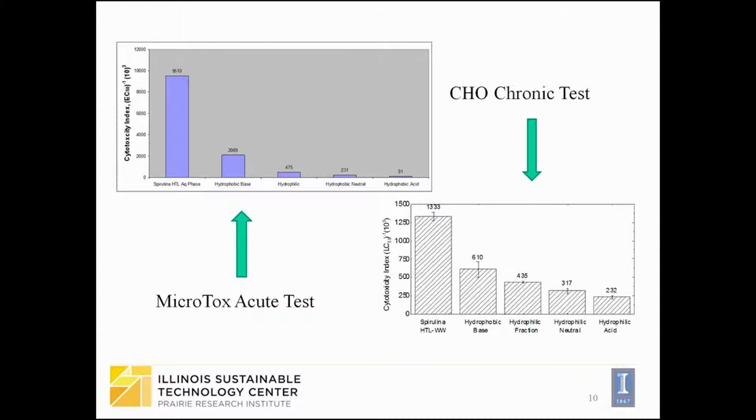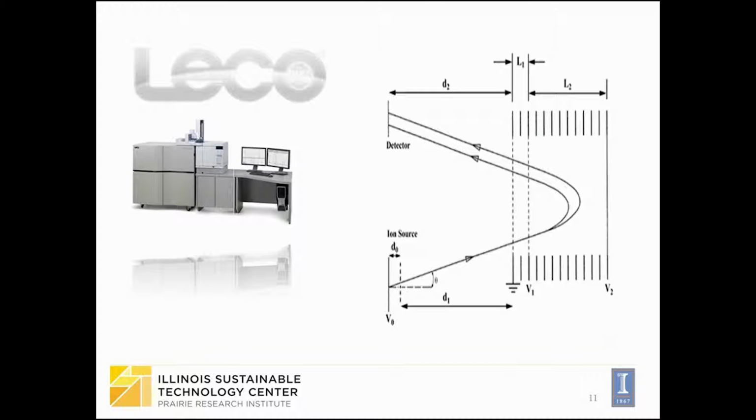emitted. So here are the chronic and the acute toxicity tests, and you can see that both assays agree quite well with regards to the toxicity trends. The trend observed was the hydrophobic base fraction, the hydrophilic fraction, the hydrophobic neutral, and the hydrophobic acid go from most toxic to least toxic.